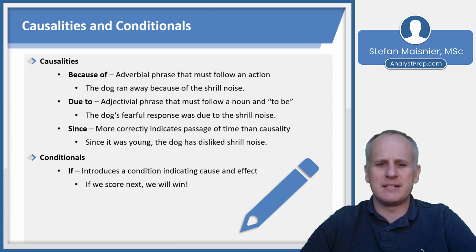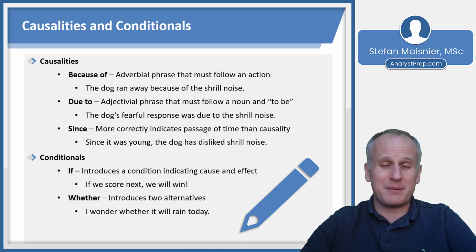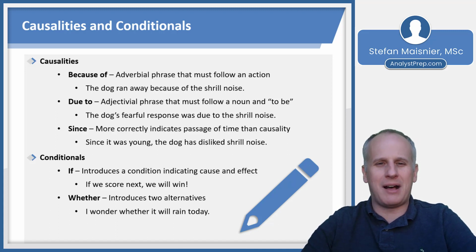And that's because whether introduces two alternatives instead. So whether is going to be when you have two explicit and sometimes implicit options, either of which could occur, such as, I wonder whether it will rain today. I don't want to say, I wonder if it will rain today, because I wonder if it will rain today leads to and cause traffic accidents, because there has to be an outcome of that conditional.